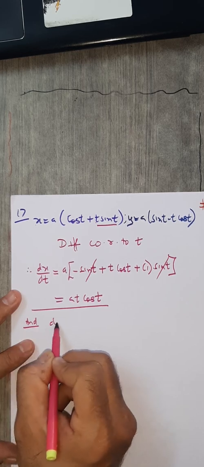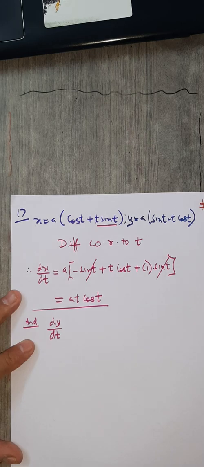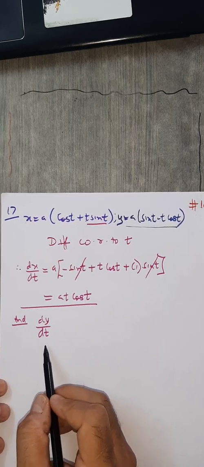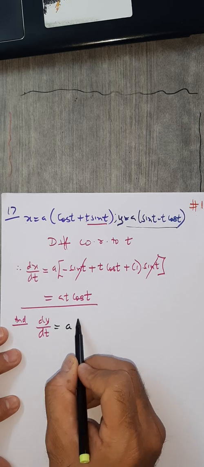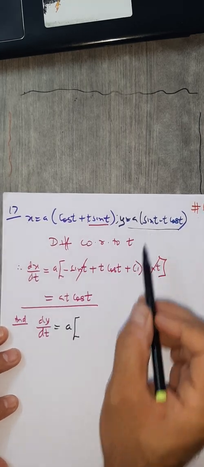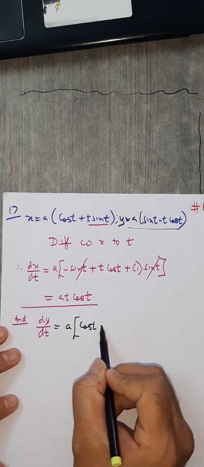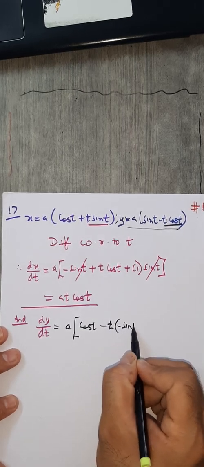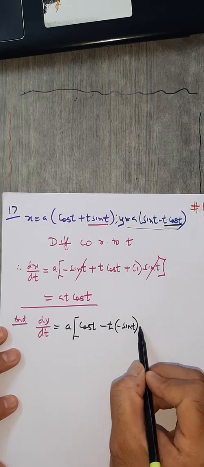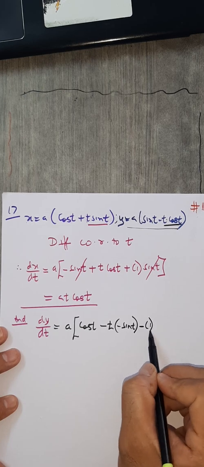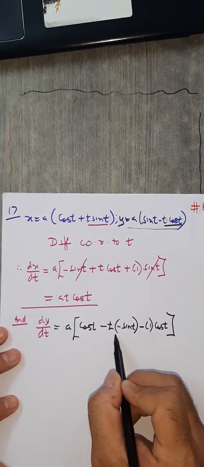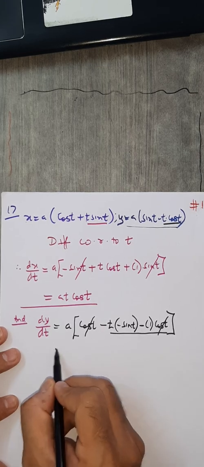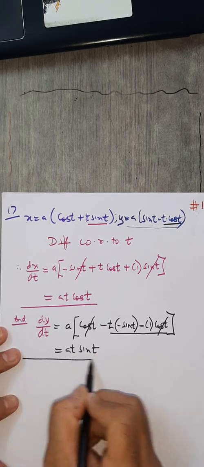And now dy by dt. So differentiation of this portion with respect to t. Therefore you have here again constant as it is, differentiation of sin t would be cos t, minus product rule. Remember, t as it is, differentiation of cos t is minus sin t. Actually here you have a plus sign, but because of this minus, you have minus here. Now differentiation of t is 1 and cos t as it is. This is because of the product rule. Cos t will get cancelled. Here you are left with at sin t. This is dy by dt.